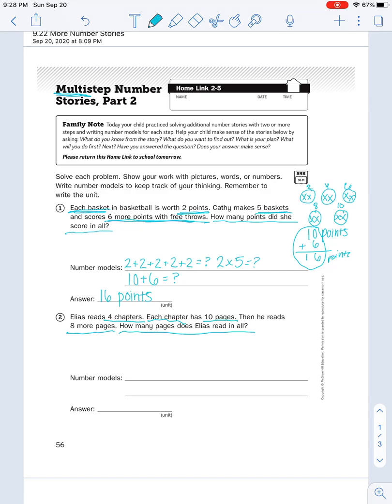Okay, so I'm going to figure out first how many pages he read from those 4 chapters. So if one chapter has 10 pages, we need to figure out how many pages 4 chapters has. So I could do it like this. I could write 1 chapter equals 10 pages. And then I can keep doing that for all my chapters. It said I had 4 chapters, so I would do this 4 times.